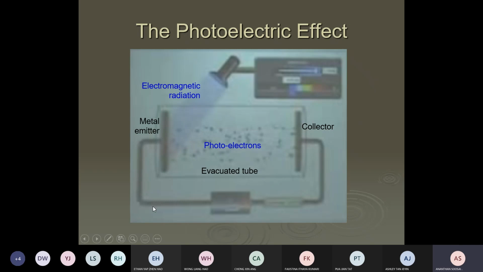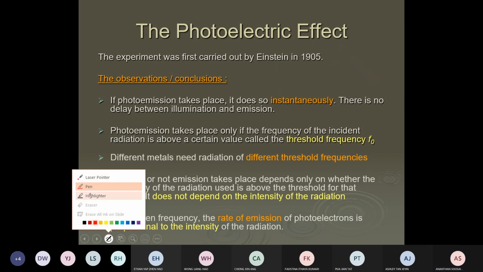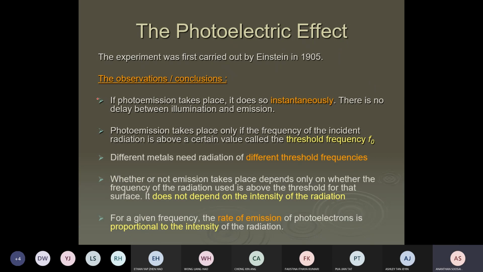I'll show an animation of this setup later. These are the outcomes which go against the wave idea. The first observation against the wave idea is that the emission is instantaneous. But what did the wave idea predict? It must have a delay in the release of the electron.